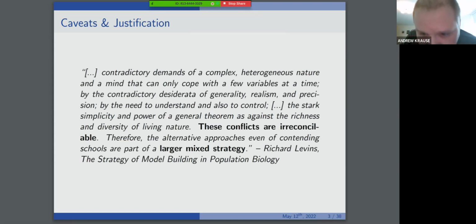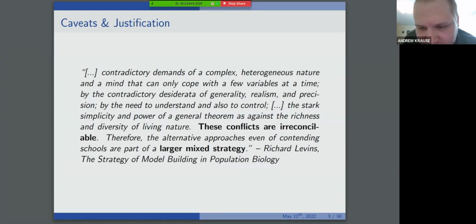To justify this, or maybe make a case for why this might be useful for you, I want to read this quote from Richard Levins in his fantastic paper on the strategy of model building in population biology. He more or less makes the argument that you have this horrendously complicated natural state, and we have feeble human minds, so it's very difficult in general to satisfy all of these criteria: understanding, having a general theory, having a realistic theory, and being able to understand and control biological phenomena. And really, there is no simple solution to this.